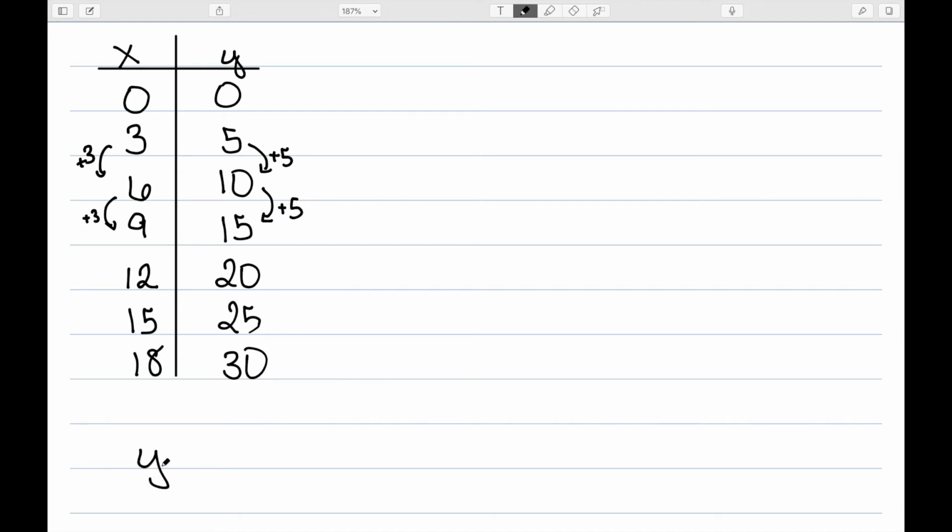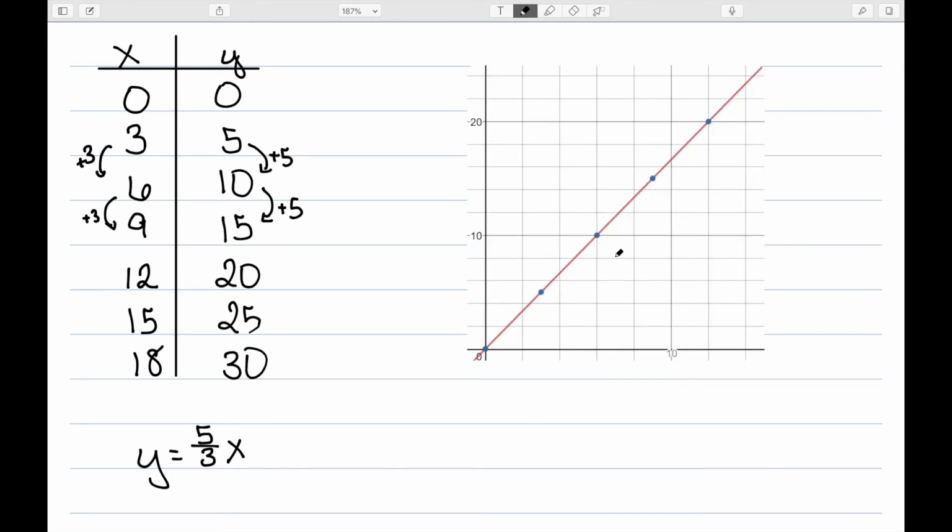We also have an equation of the form y equals 5/3 x, and this is another way we could represent this. If you know how many liters of juice concentrate you have, you can multiply that by 5/3 to get the corresponding amount of water. Another way would be with the actual graph. And here, every time I go over by an amount of 3, I need to go up by an amount of 5.